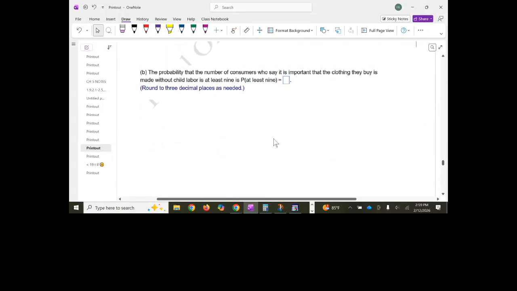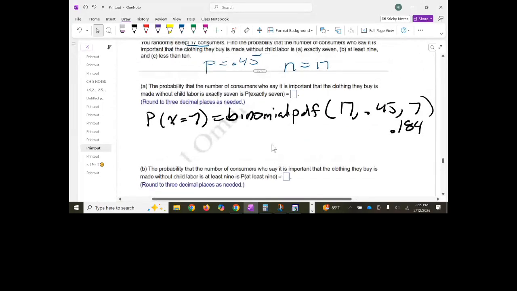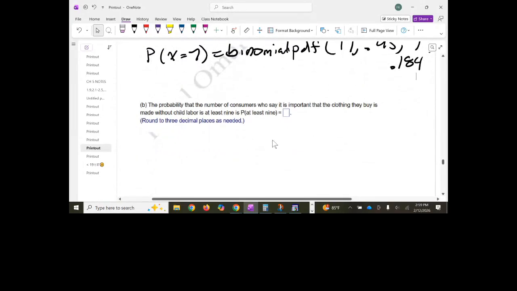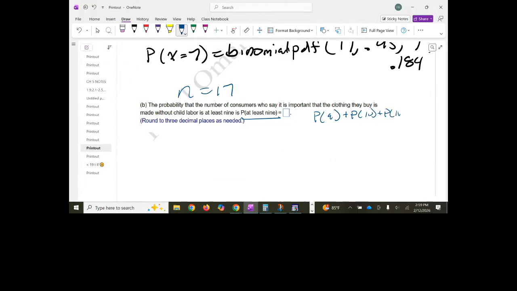Okay. And part B, y'all, says, what about at least 9? Okay, y'all, how many people did we look at here? How many people did we survey again? What was the total number? 17, right? Okay, y'all, at least 9. Does at least 9 mean 9 or 10 or 11, all the way up until we get to what number? 17, right?